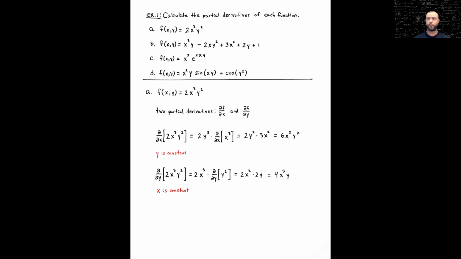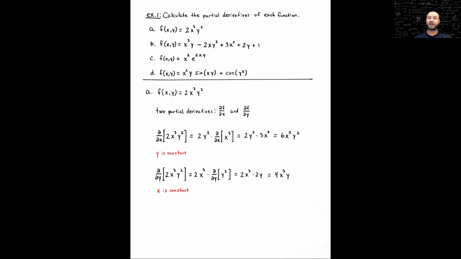That should come out to 2y. And 2y now multiplies the constant multiple, 2x cubed. So we get as our simplified y partial derivative, 4x cubed times y.